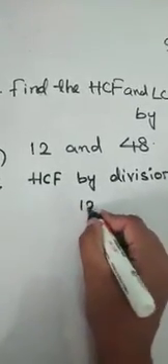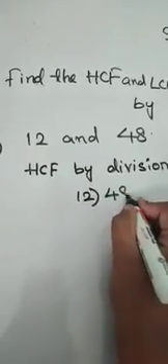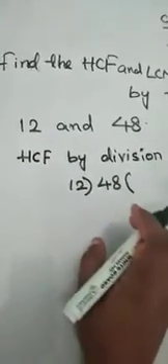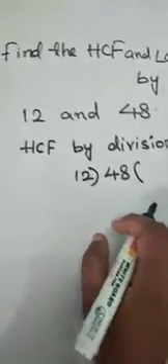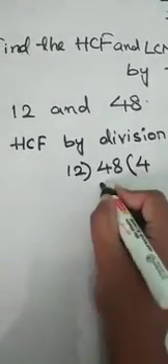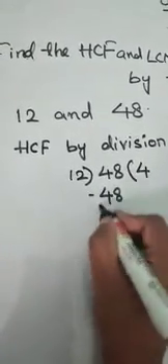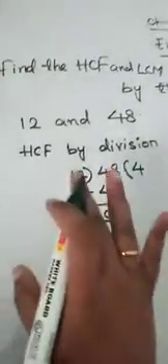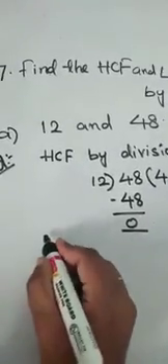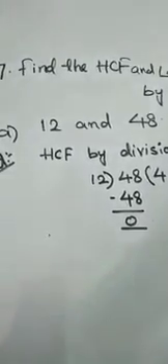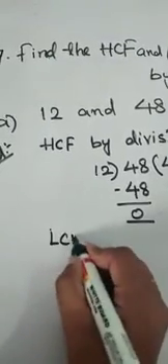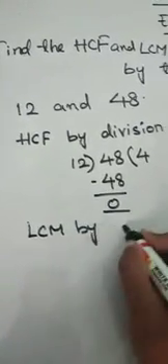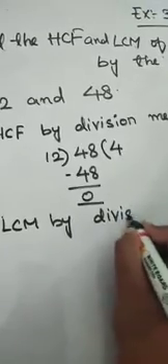So 48 divided by 12. In 12, 48 will come. 12 fours are 48. So 48 minus 48 is 0. So this is HCF by the division method. Next, we have to do LCM. LCM by the division method.